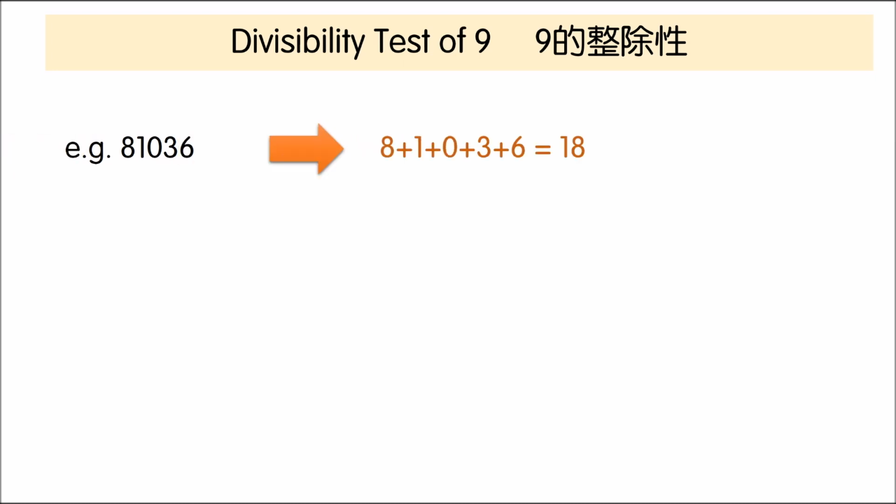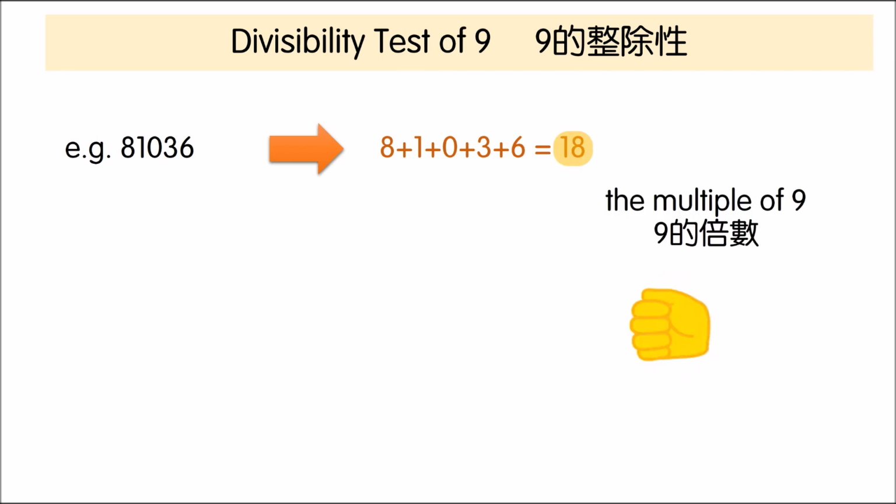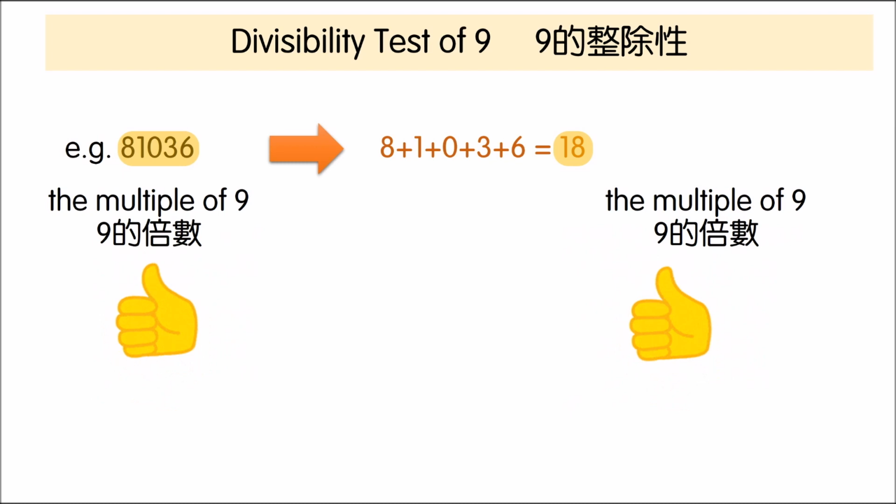We first sum up each of these digits together, and now that forms 18. If this number is indeed the multiple of 9, then we can be very sure that the number in front, 81,036, is indeed the multiple of 9, so it can be divided by 9.